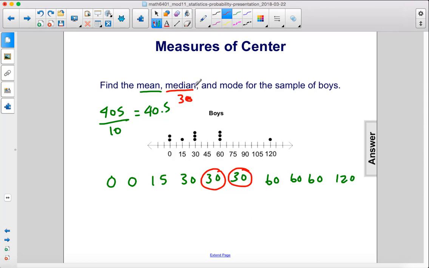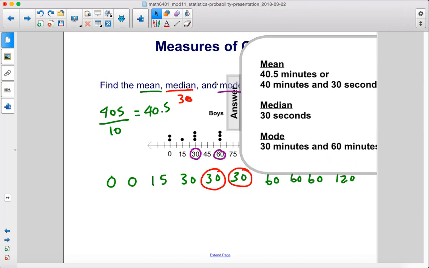All right, and then our mode is going to be whichever number appears the most. But in this case, we have 2 modes, 30 and 60, because they both have 3 occurrences. So there's our answers.